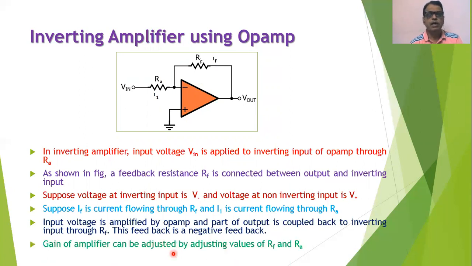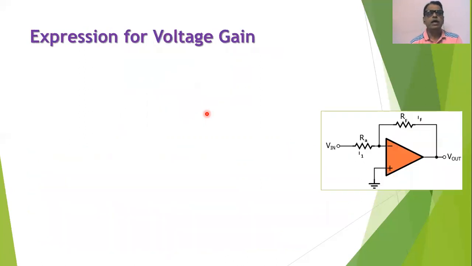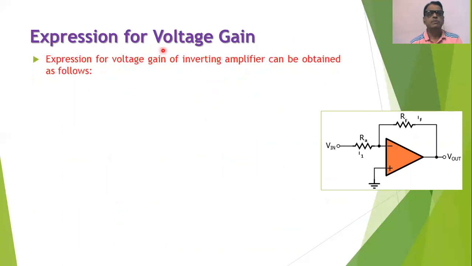So the gain of the inverting amplifier can be adjusted by adjusting the values of resistance Rf and Ra, and observe that the gain of the inverting amplifier does not depend upon the open loop gain of the operational amplifier. Now we can go on to obtain the expression for the closed loop gain of the inverting amplifier.